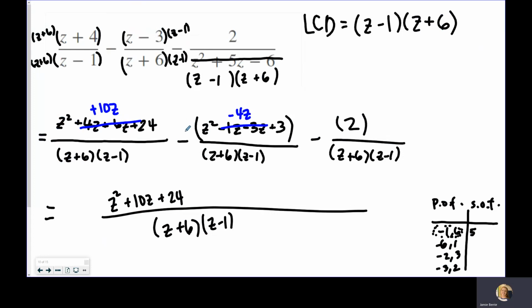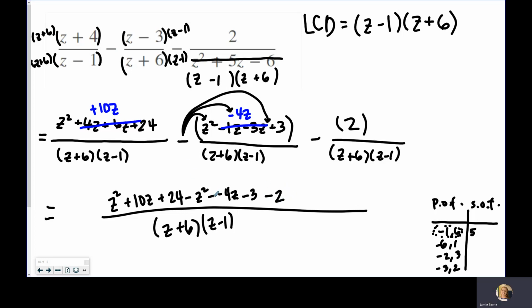Now we got to distribute this negative. So distribute the negative to each term. Just drawing little arrows for each term that we need to distribute the negative to. So that becomes minus z squared, minus a negative 4z, and then minus 3. And then very last one, we have a minus 2.